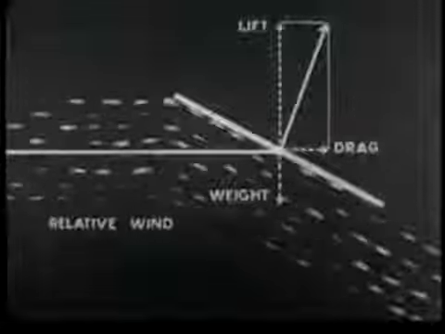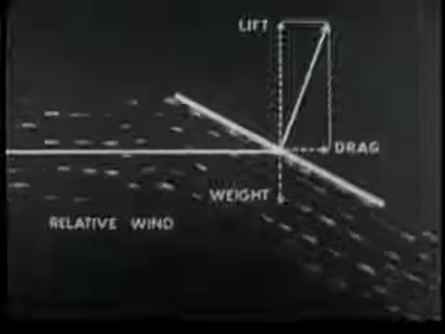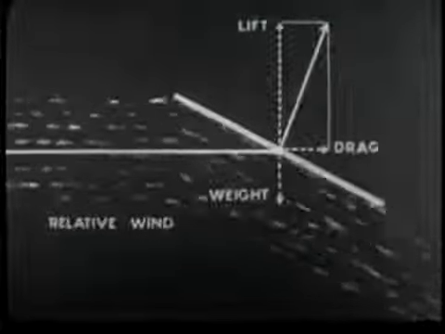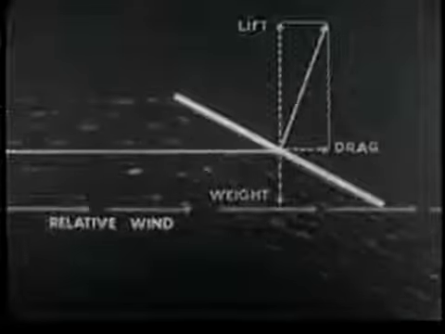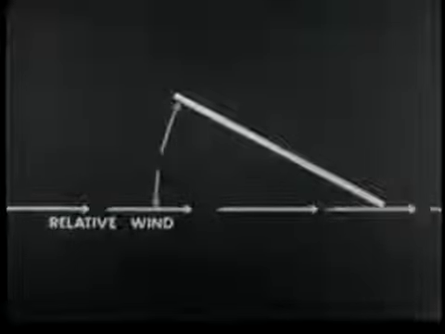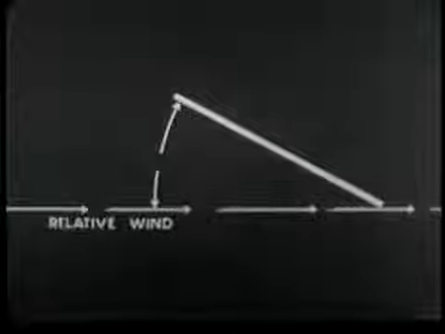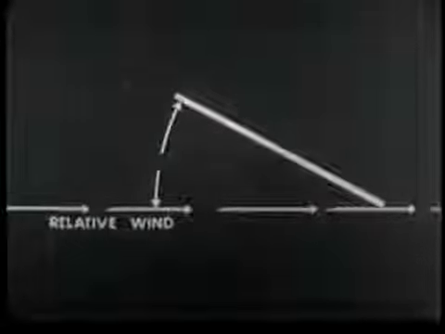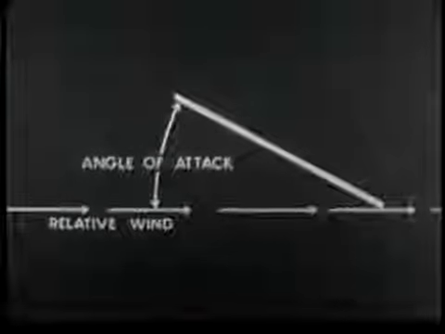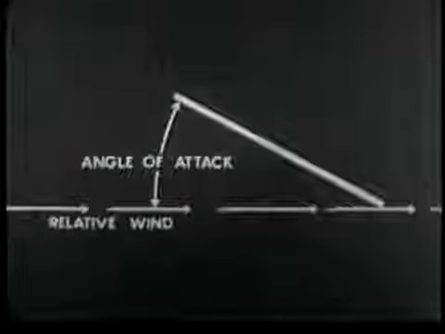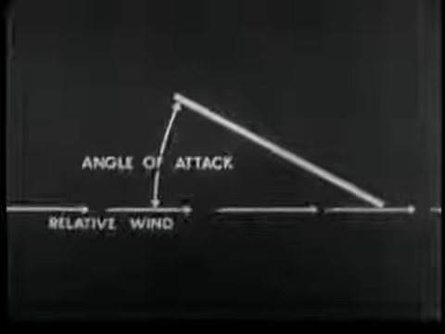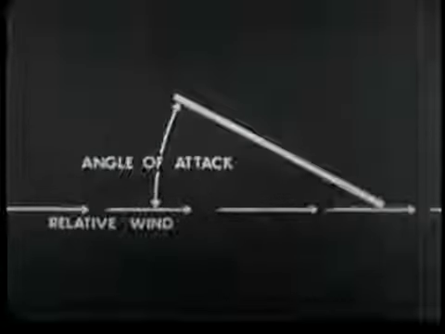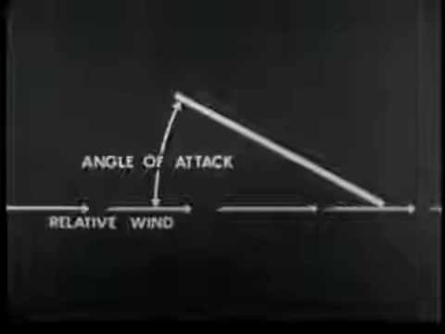Air lift is opposed by the weight of the plate, and drag is opposed by the tension on the cord. The acute angle between the relative wind and the face of the plate is called the angle of attack. This angle may have any value from 0 to 90 degrees. It may be either positive or negative.